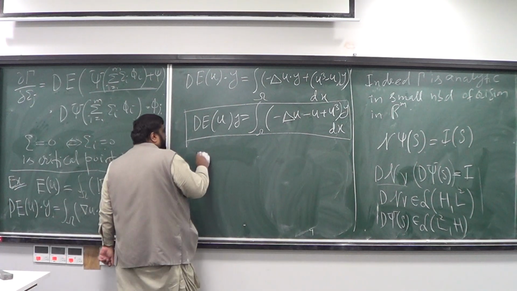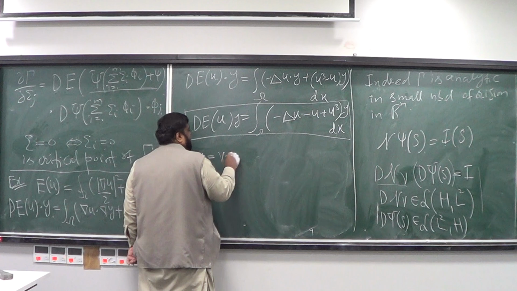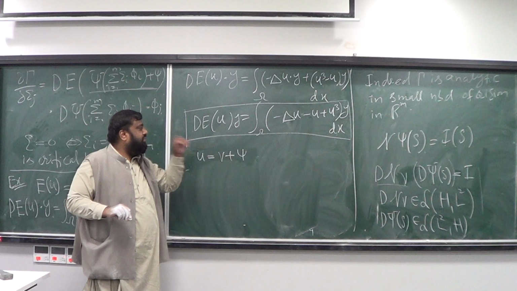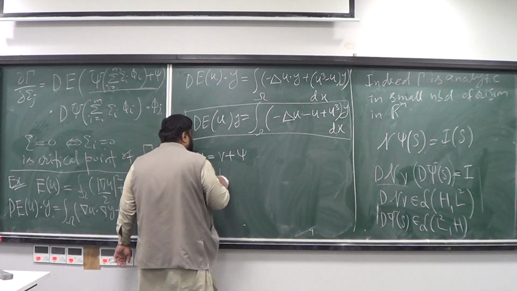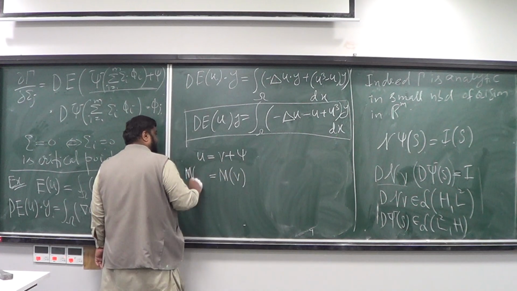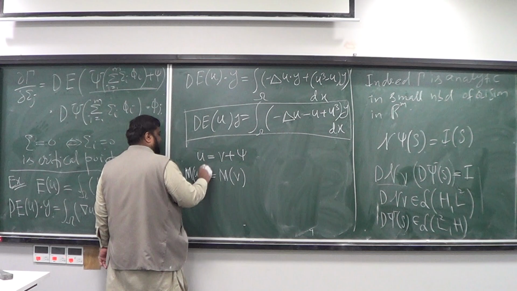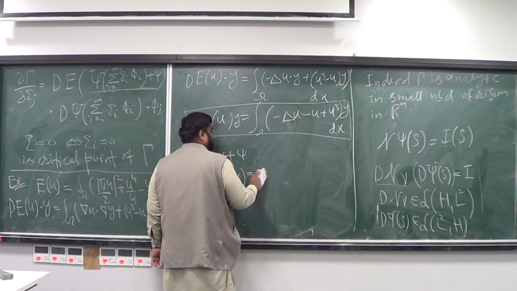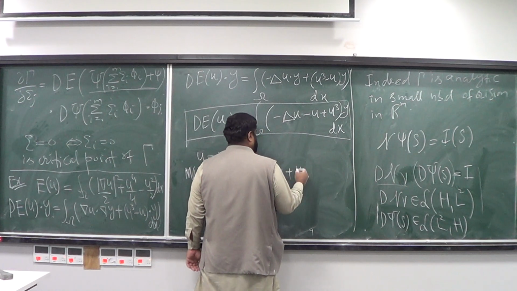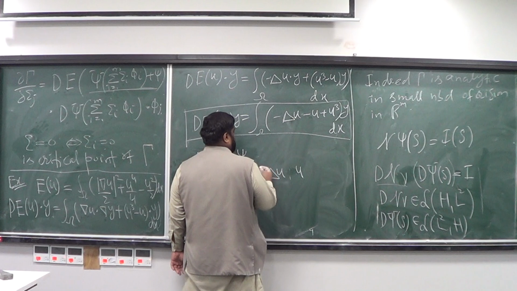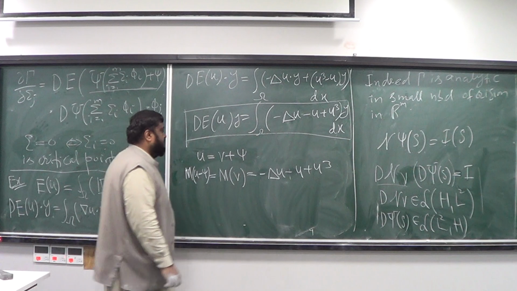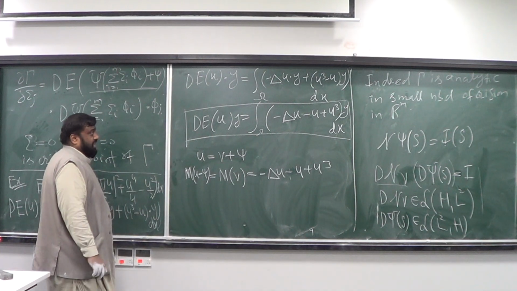Now we know that for u, if I have something added to equilibrium, in other words, v is the difference u minus psi, then I know the description of m of v. In other words, m of u minus psi is equal to minus Laplace u minus u plus u cube. This is really the expression for it.